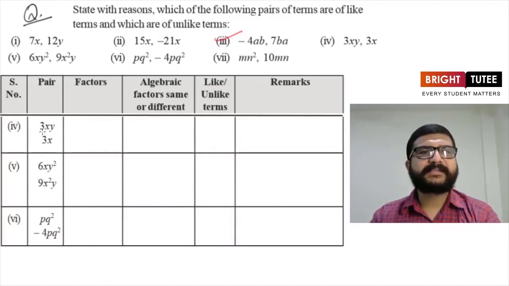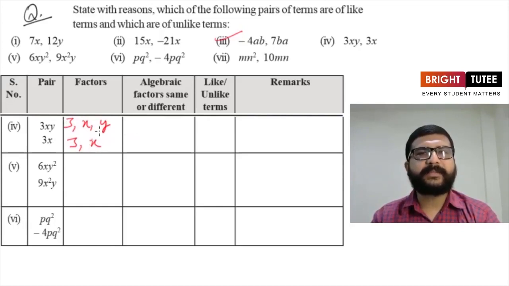Now the fourth part is 3xy and 3x. So we are having 2 terms. We have to tell whether they are like or not. So again we'll write their factors. For the first term it is 3, x and y. So we will write 3, x and y. These are the 3 factors. And then for the second term it is 3 and x.